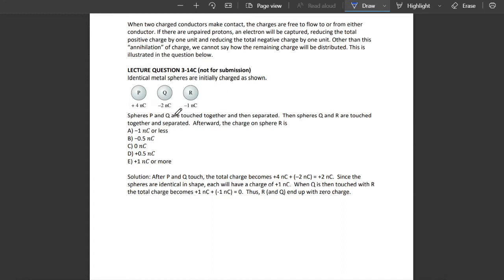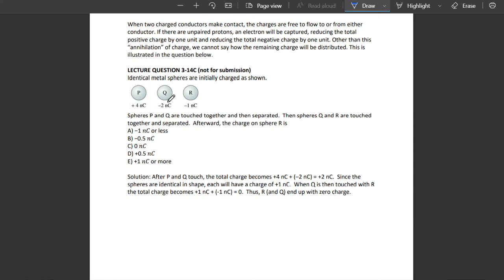Spheres P and Q are touched together and then separated. Then spheres Q and R are touched and then separated. Afterward, the charge on sphere R is, and then we have options: negative 1 nanocoulomb or more negative, negative 0.5 nanocoulombs, 0 nanocoulombs, positive 0.5 nanocoulombs, or positive 1 or more nanocoulombs.